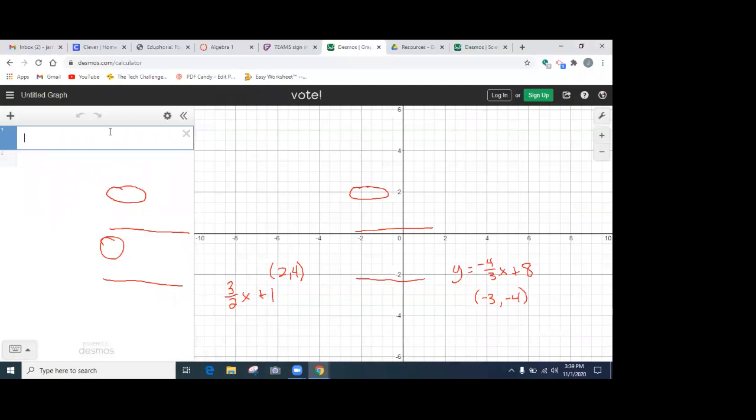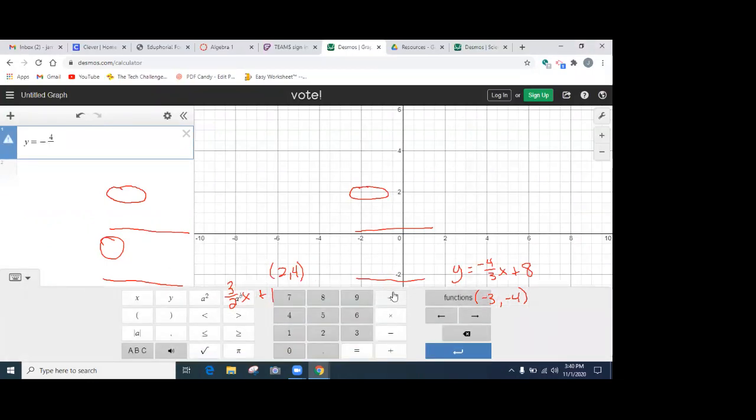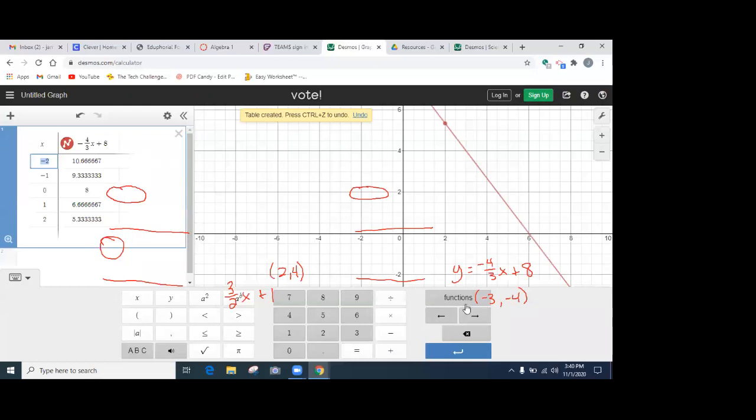All right, and we're typing in y equals -4, and then fraction bar is division. So -4/3 x, and then +8. All right, so we want table so that we can check the point, and we're checking -3. We want it to say -3, -4, so -3 says 12. All right, so this is not it.